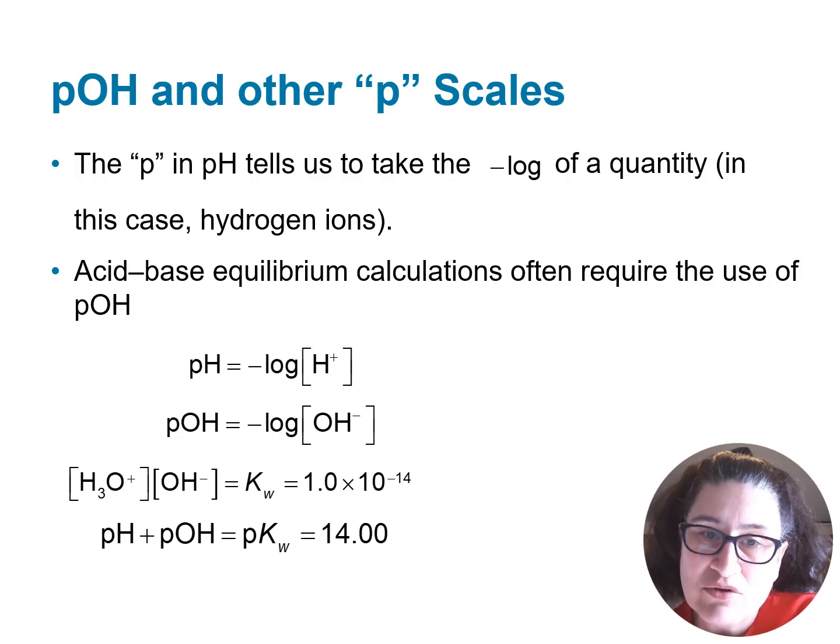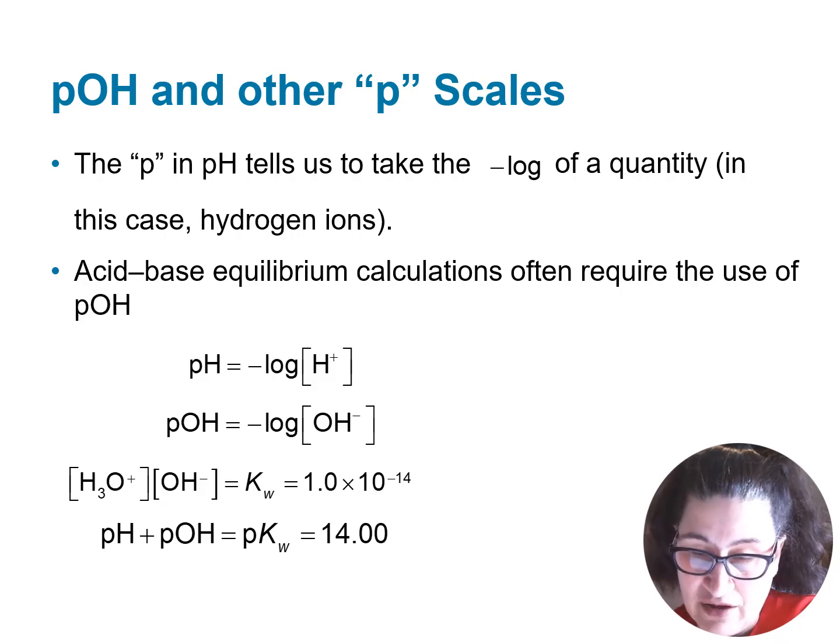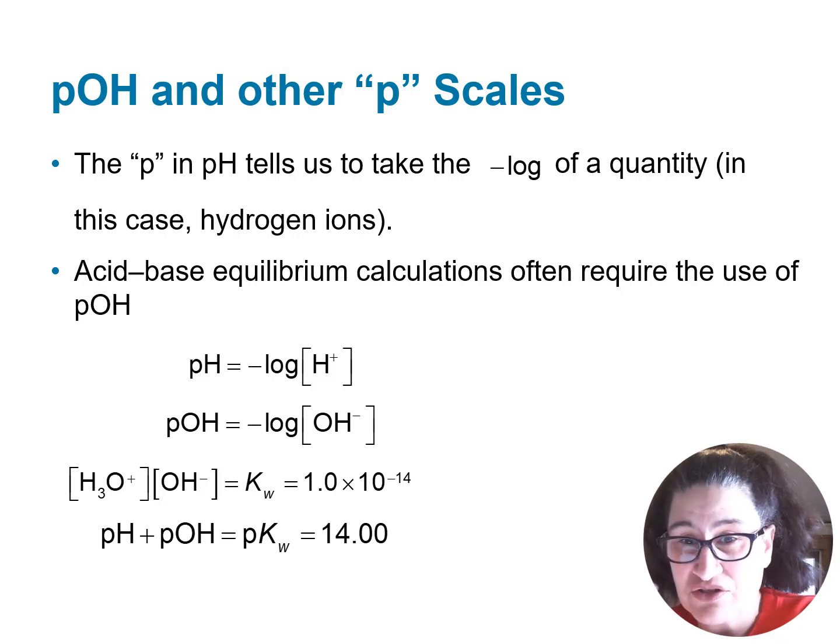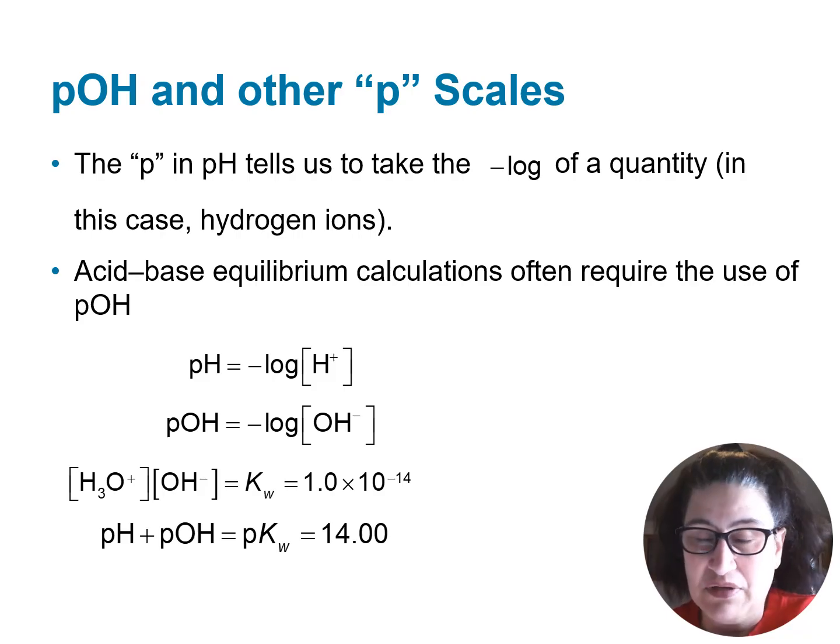And I told you earlier that P means negative log. So not only do we have pH, we have pOH that we're going to be using in this chapter, and later we're going to be using pKa's and pKb's. So to find the pH, we said we do negative log of H plus. Well, if P means negative log, then the pOH is negative log of the OH minus.